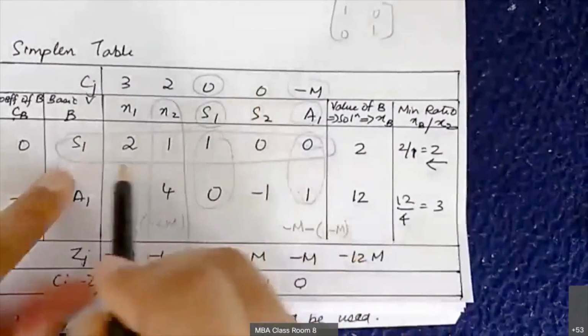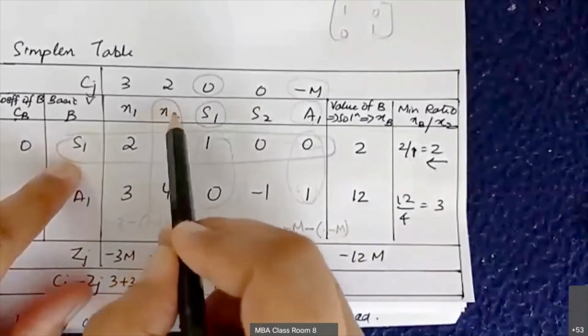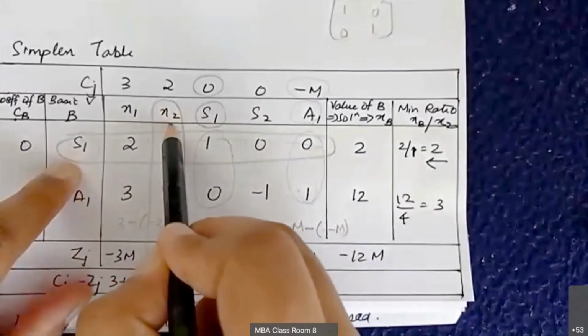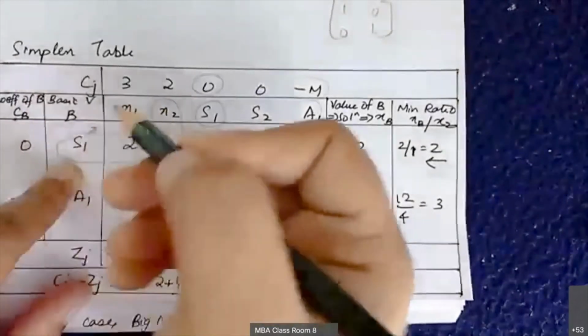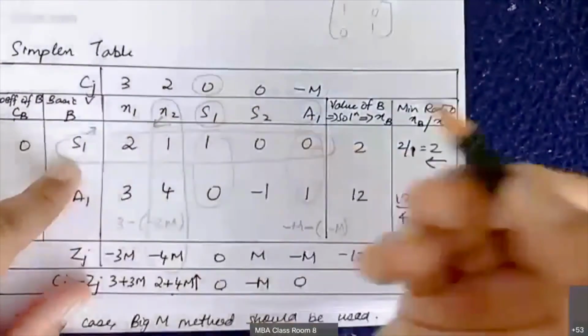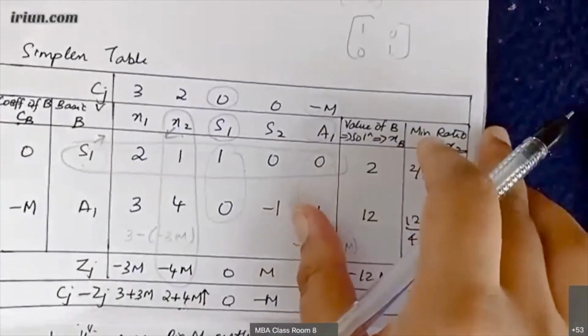So in the next simplex table, instead of S1, we will have X2, because X2 is the incoming vector and S1 is the outgoing vector. This will go out and X2 will come inside. Then we have a few row operations to be completed.